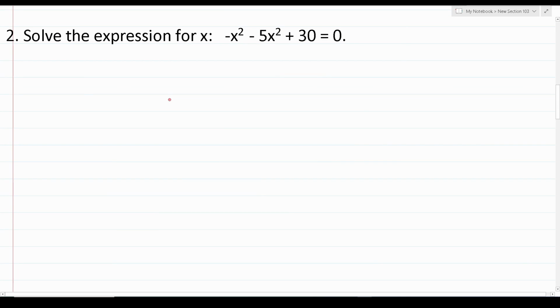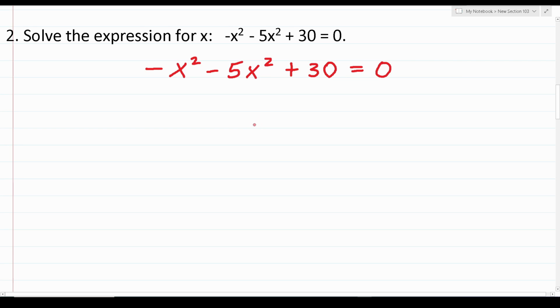All right, so this second one says solve the expression for x. We have negative x squared minus 5x squared plus 30 equals 0. So not surprisingly, let's get started by copying down the expression. We have negative x squared minus 5x squared plus 30 equals 0.